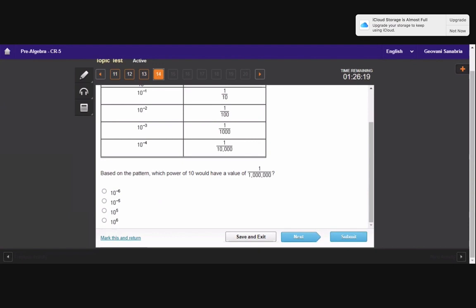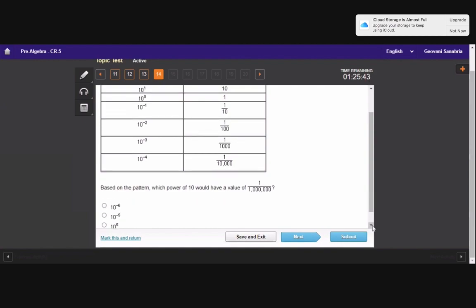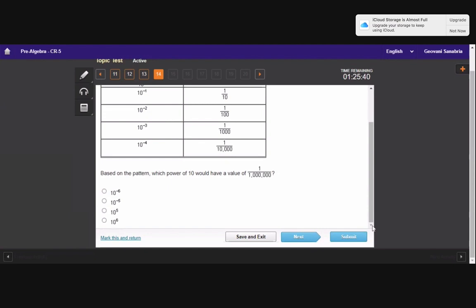So the answer I got from doing them all, I got the last one, 10 to the sixth. So 10 to the sixth gives you 1 million. But do you see all of the ones on the left side of the column? Those are all negative numbers. Yes. So the negative is what makes the bigger number go on the bottom. So it would be that first one, 10 to the negative six. Okay, cool.